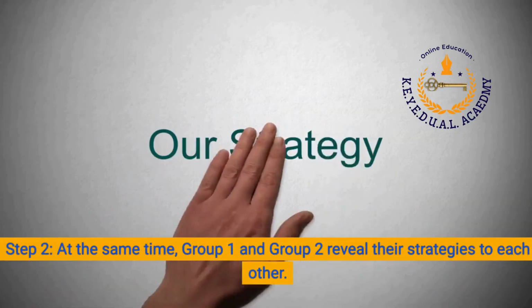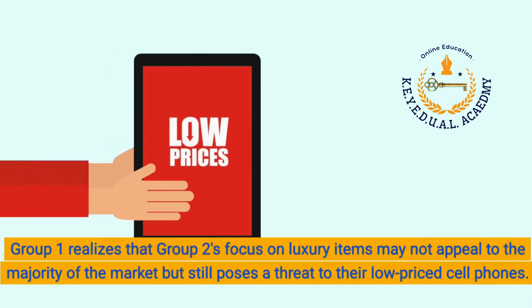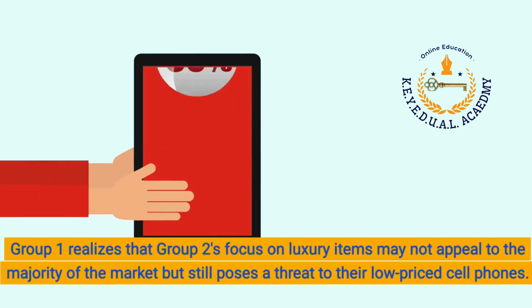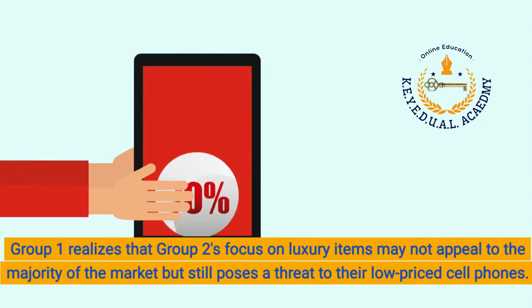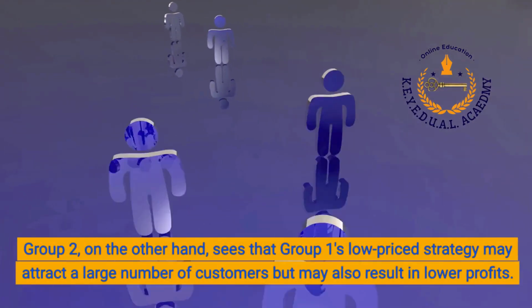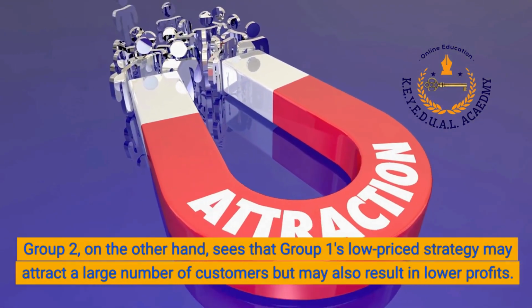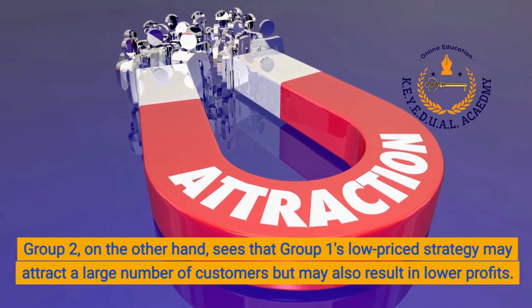Step 2. At the same time, Group 1 and Group 2 reveal their strategies to each other. Group 1 realizes that Group 2's focus on luxury items may not appeal to the majority of the market but still poses a threat to their low-priced cell phones. Group 2, on the other hand, sees that Group 1's low-priced strategy may attract a large number of customers but may also result in lower profits.